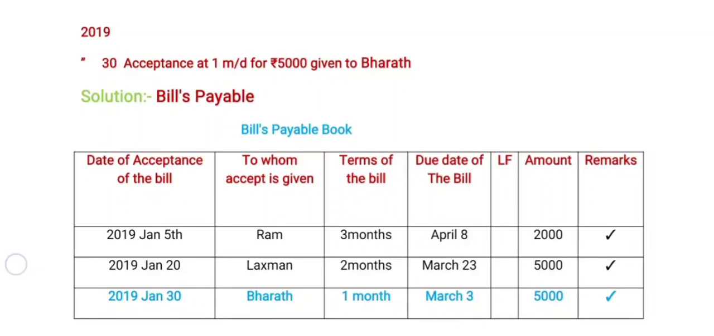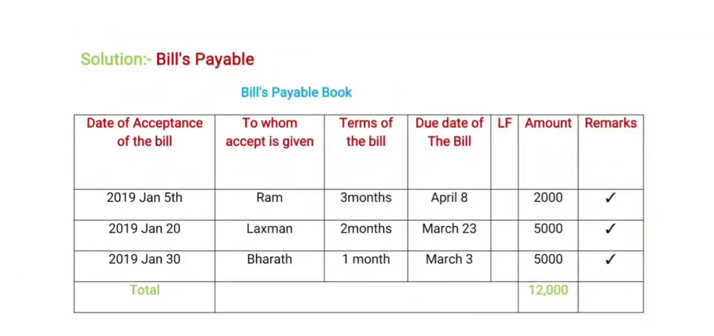Now all transactions related to bills payable are completed. Now we calculate the total amount. It is 5000 plus 2000, 7000, 7000 plus 5000, it is equal to 12000. This completes the calculation of the total of the bills payable book. The total amount is 12,000. This amount is transferred to the bills payable ledger, on the credit side of the bills payable account.